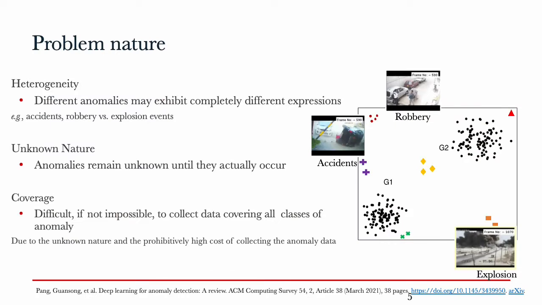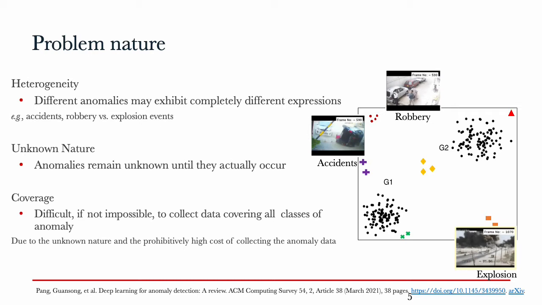The task of anomaly detection is not new. It has been studied for quite a few years. However, anomaly detection is notoriously challenging. One of the challenges is the heterogeneity among anomalies. That is, different anomalies may exhibit completely different expressions. For example, check the figure here: accidents, robbery, and explosion events in some video surveillance footage.